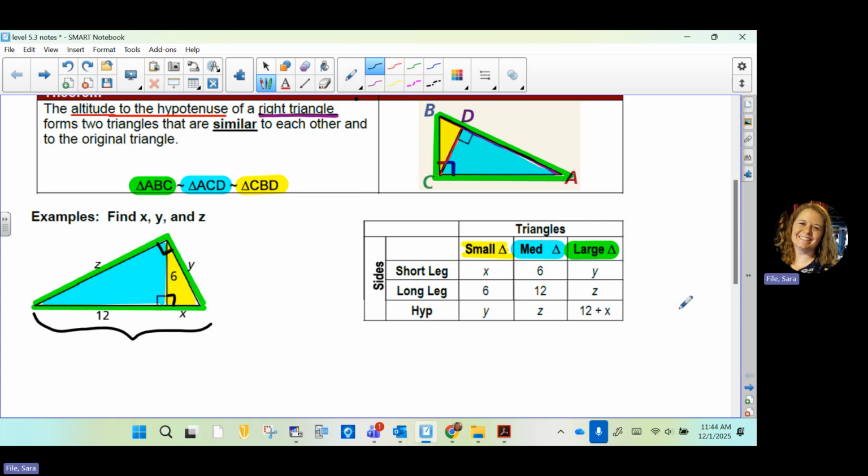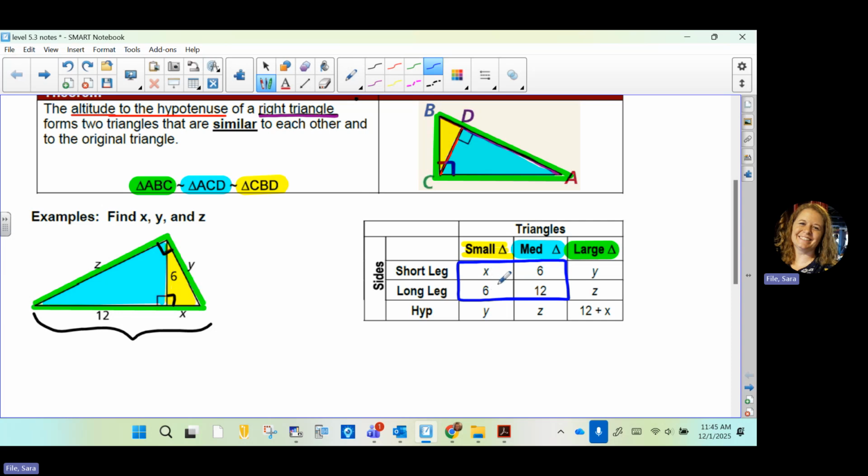Okay, this table just helps you visualize what your ratios should be. You can set up any ratio, short to long, long to hypotenuse, short to hypotenuse. It doesn't matter. However you want to do it to set up a proportion between any of the three triangles. You can pick any two. Now, I'm going to start with this one because I see right away this proportion has one missing piece, x.